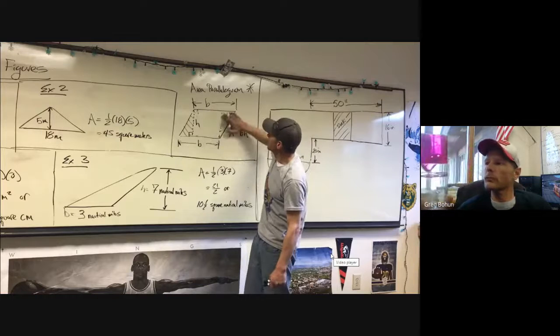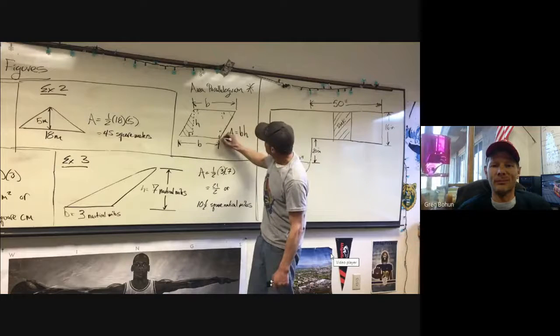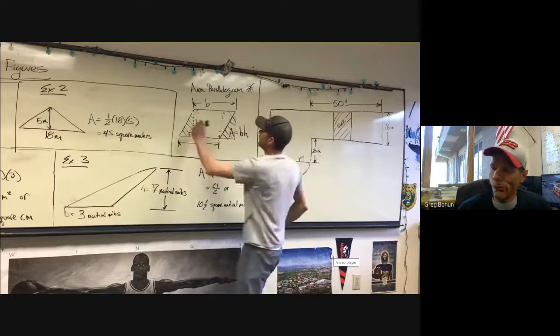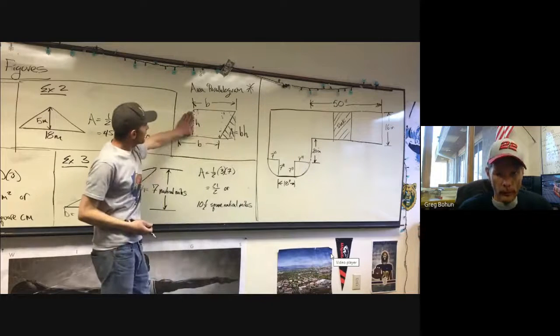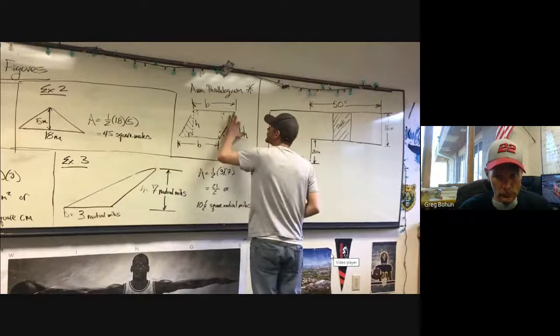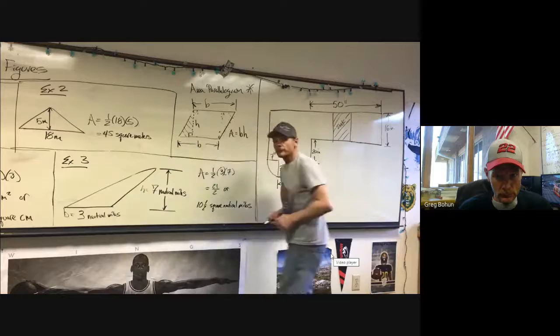Oops, I'm going to put him there. Take this guy and put him here. And now we have a rectangle. Area is base times height. So see a parallelogram? Pretty simple, just like a rectangle.